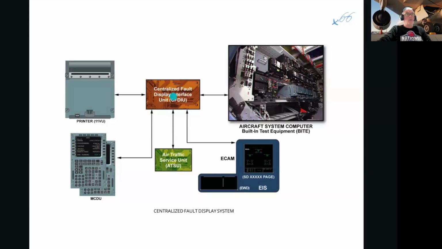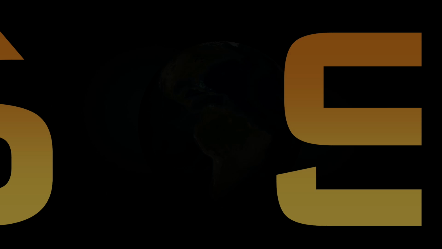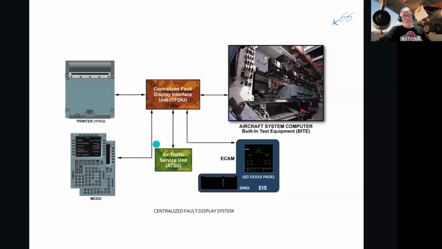So this box will be able to display on the ECAM the faults, and we use the MCDUs. Each pilot has one. Usually the engineer uses the MCDUs for maintenance purposes to interrogate the centralized fault display interface unit for a post-flight report, or to interrogate a specific system through the system report test, which we'll see in a minute. In fact, it's the next page.